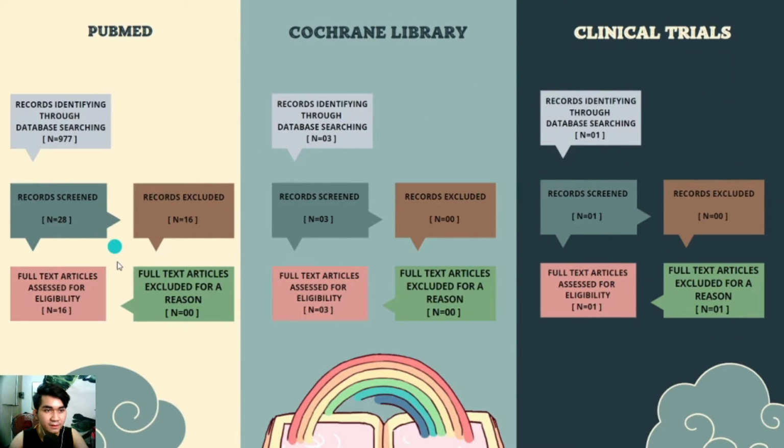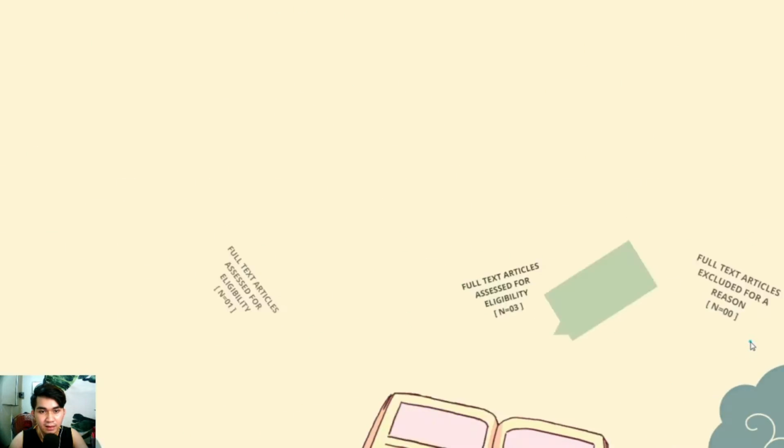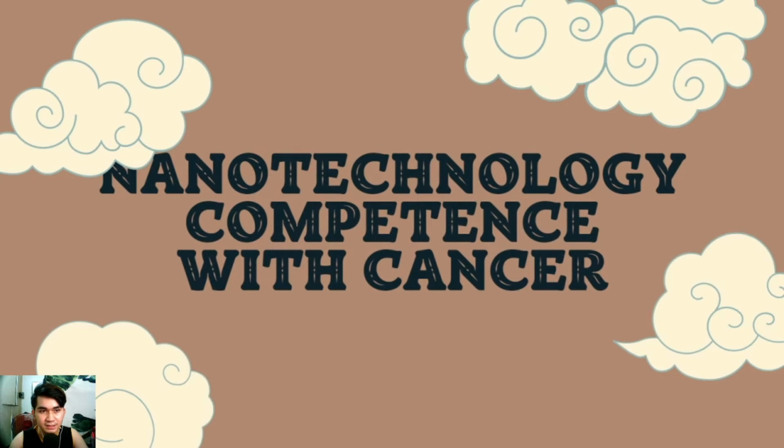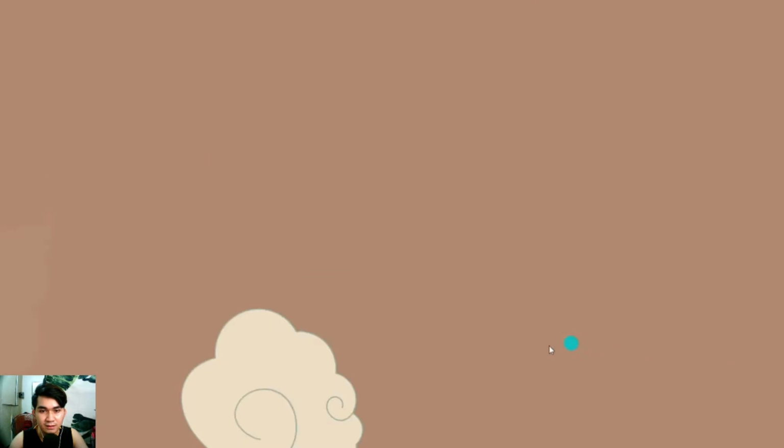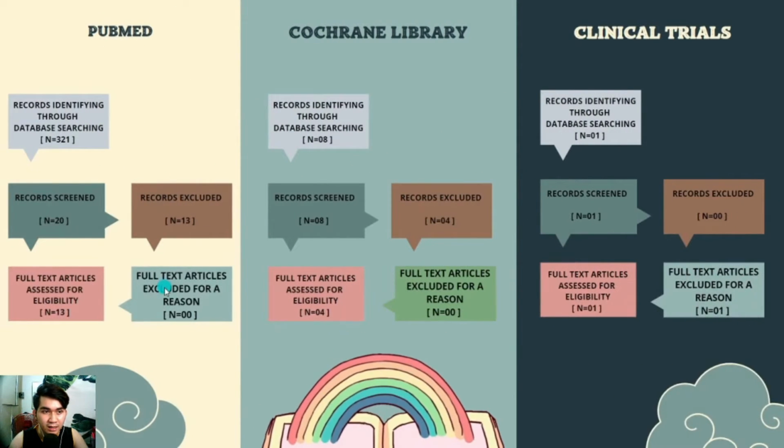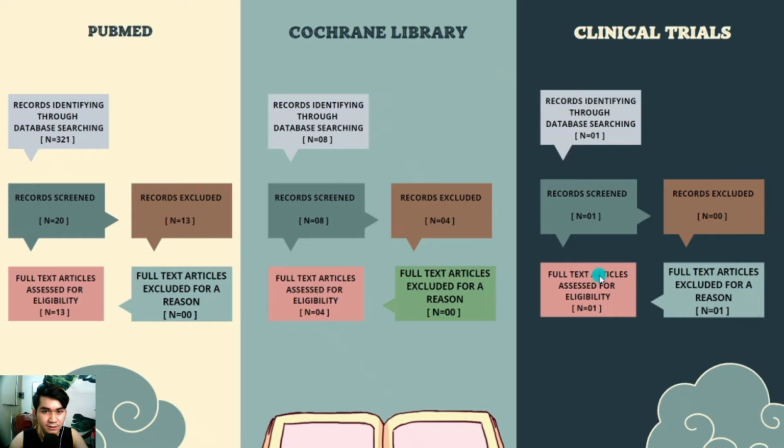So basically from 977, the records screened were only 28 and the rest excluded was 16. All the 16 articles that were sought were eligible for the focus of my study. Likewise with the rest of the searches. And last, for the third keyword, nanotechnology competence with cancer, these are the results.